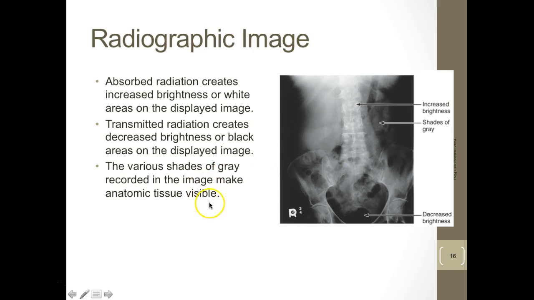Absorbed radiation creates increased brightness or whiteness on the displayed image. Transmitted radiation creates the black or darker shades of gray on our image. The various shades of gray recorded in the image make up the anatomical tissue so that we can see the differences. As you can see here, we can see the spine, so it's absorbed more X-ray photons, so it's brighter, whereas here we've got a gas bubble, and you can see that it passed right through, so we've got black. You can see the psoas muscle right here showing us muscle. So you can see the difference in the density between the bone and the muscle and the air. So big difference.